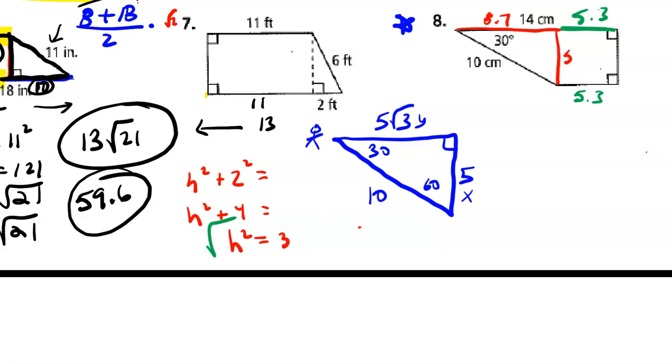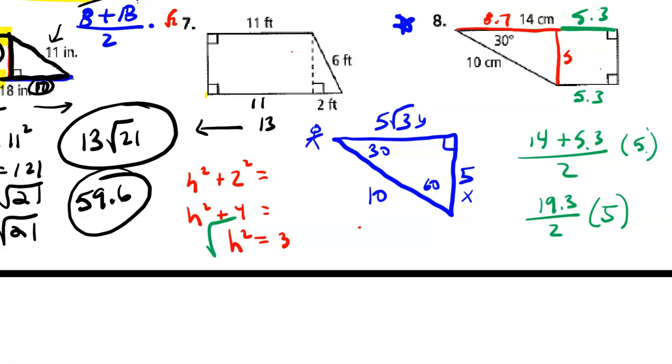All right, now I think I got enough information to solve the problem. So top base is 14, bottom base 5.3. Got to divide that by 2. And then I need to multiply that by the height. So what do we have? We have 19.3 divided by 2 times 5. Let's cheat and use our calculator again.